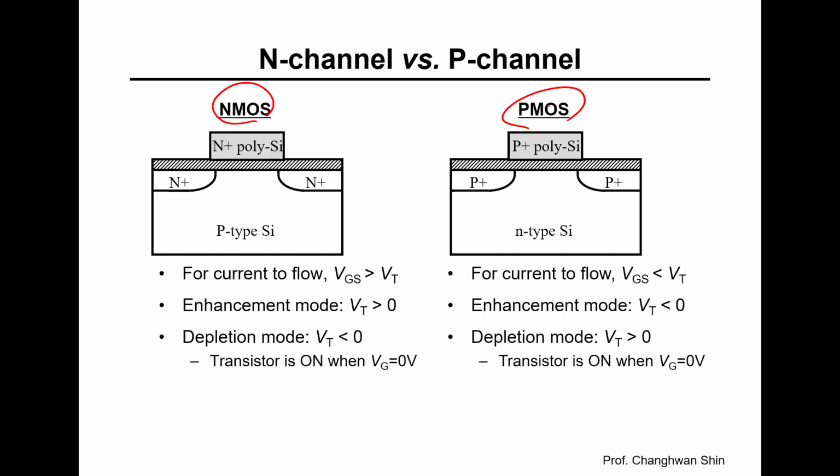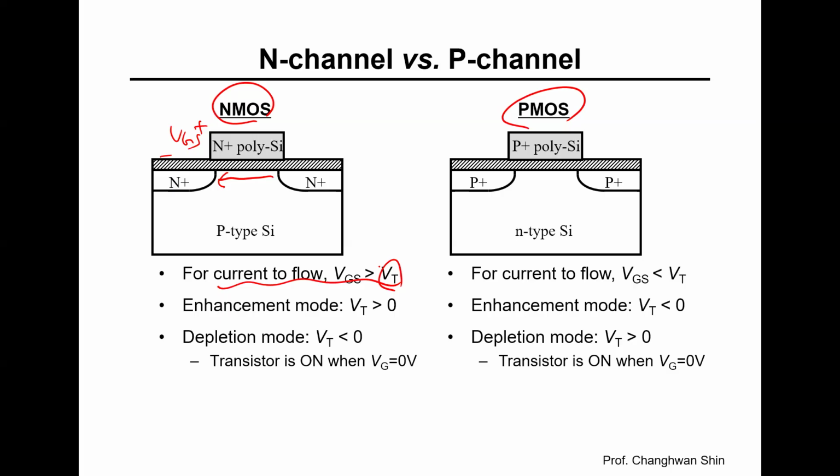So for an N-channel MOSFET, current flows when the gate to source voltage, from here to here, from gate to source, exceeds a threshold voltage V sub T. So think of this like a spring-loaded door that only opens when you push with enough force to overcome the spring tension.